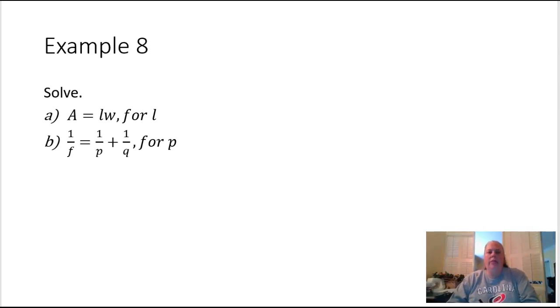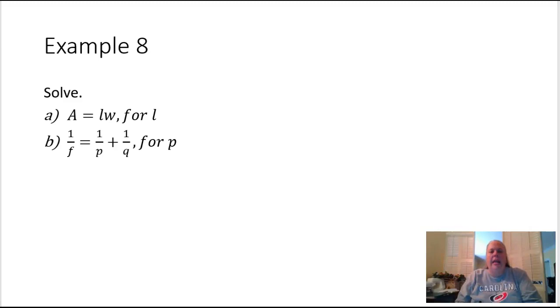This is example 8 from lesson R.5. We are solving some of these literal equations. When you're solving a literal equation, what you're really doing is rearranging a formula so that a different variable is on one side of the equals by itself.